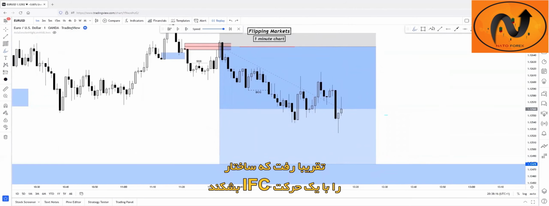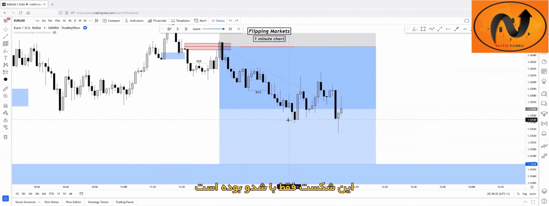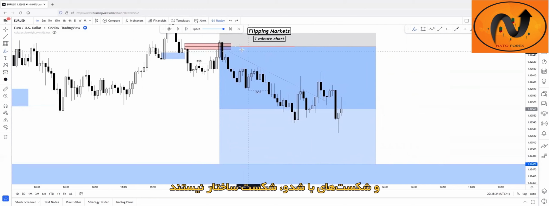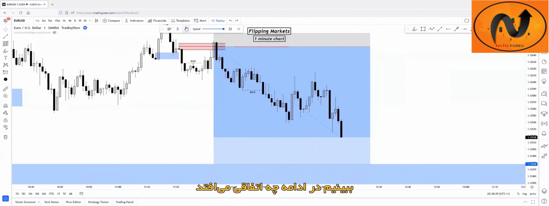It almost broke structure between the inefficiency and the push. As you can see, this is not a break of structure because this was just a weak break. So weak breaks aren't breaks of structure. So I will just keep my stop loss in break even. Still, let's see what happens next.